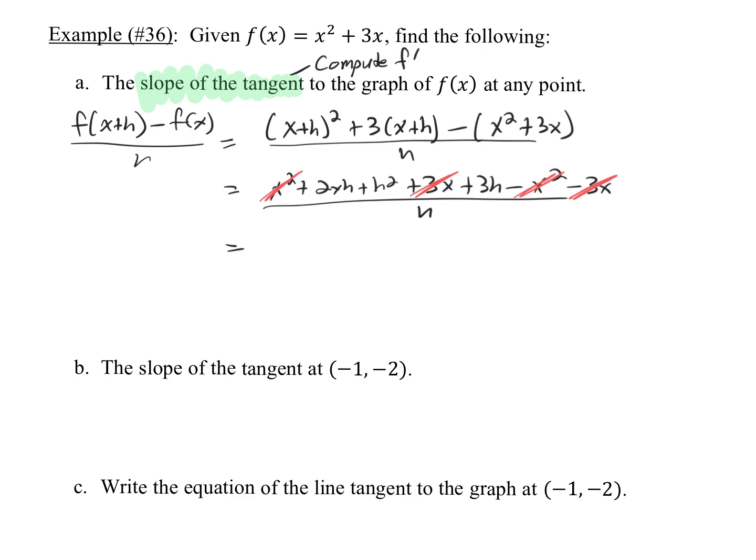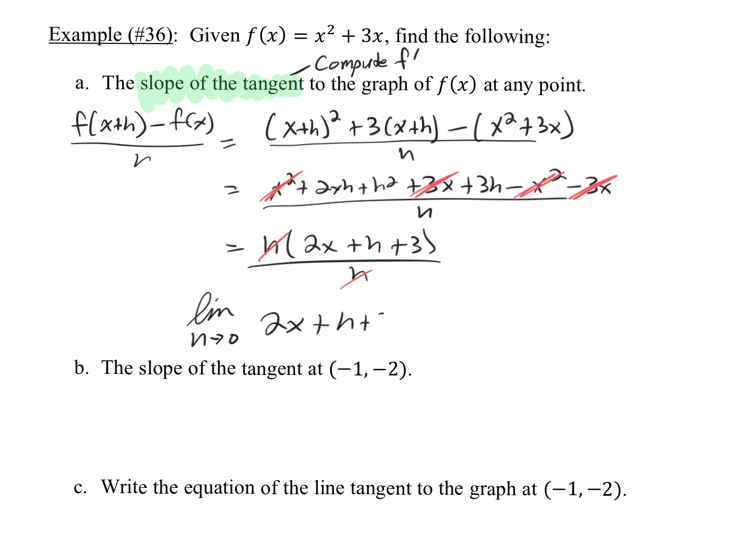We scan the problem and notice everything has an h left, so we're going to factor that h out. What we're left with is 2x plus h plus 3, all over h, and then you'll reduce the h out of the problem. Finally, we finish by saying the limit as h approaches 0 of the thing we just computed, and when you plug in 0, you get 2x plus 3.